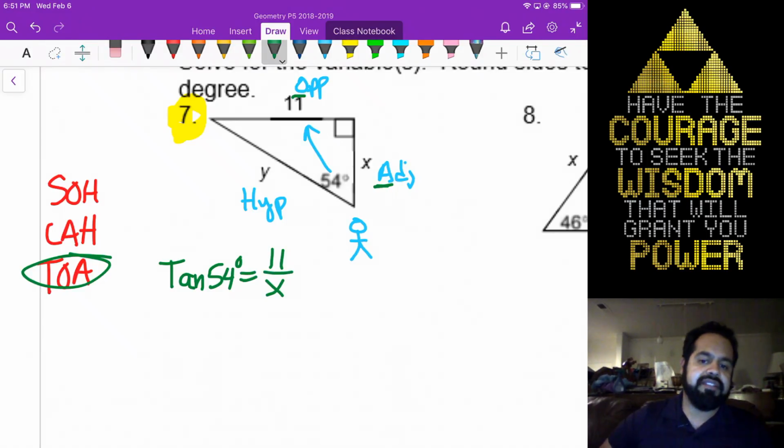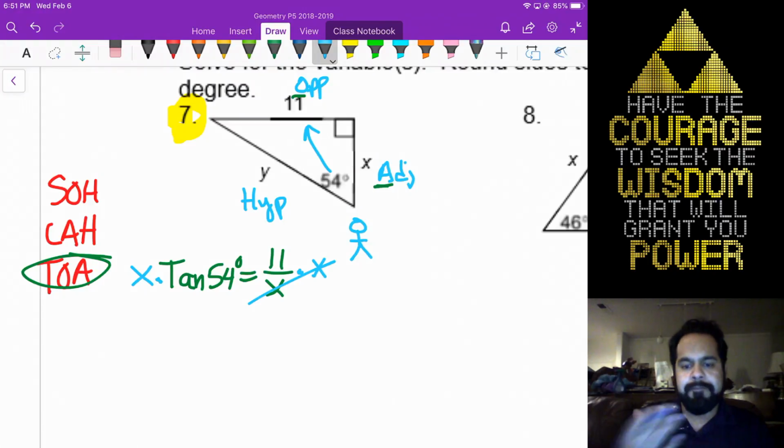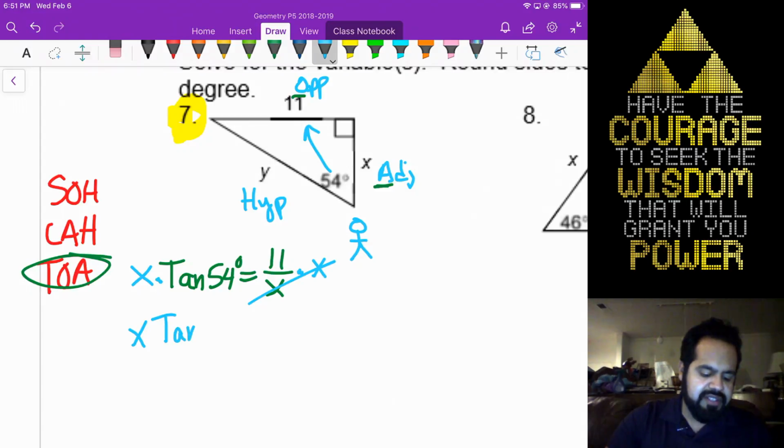Opposite over adjacent. Okay? So then from here, we're going to go ahead and multiply both sides by x. Whatever's in the bottom, you multiply it out. Okay? That's always got to be your first step. All right? So then here, we're going to have x tangent of 54 equals 11. Okay, here we got to divide out tangent of 54.